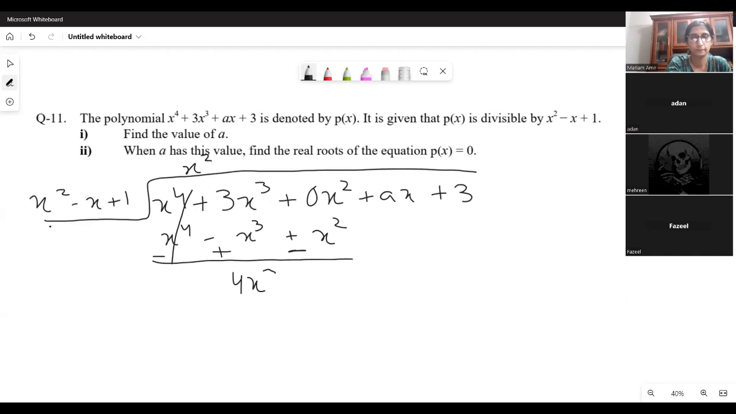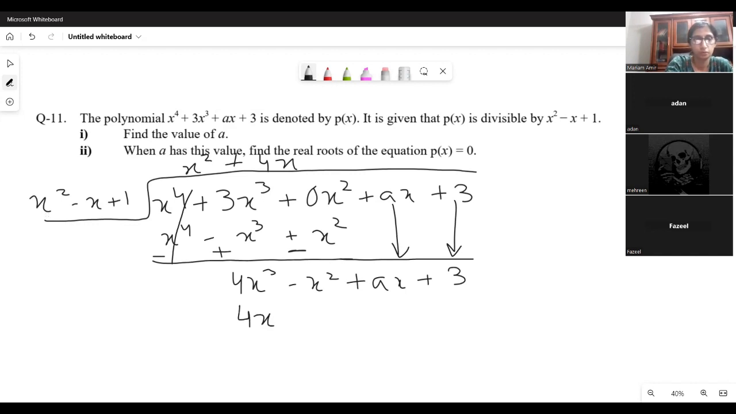4x cube minus x square plus ax plus 3. Plus 4x: 4x cube minus 4x square plus 4x.